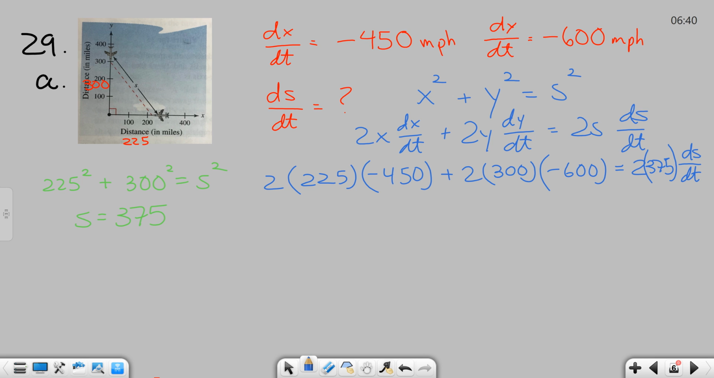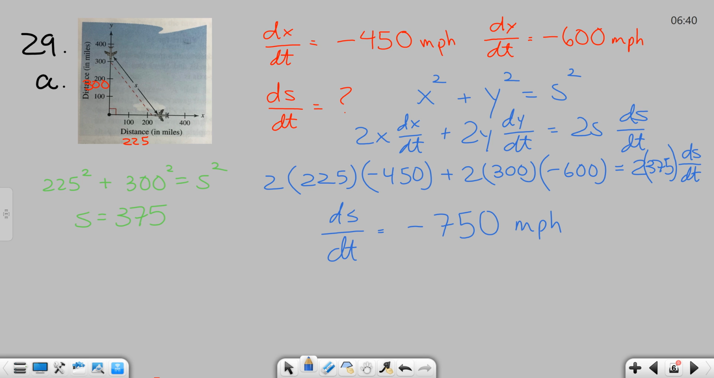So we take that 375 value and put it in over here. And now we know 5 of the 6 unknowns, which means we should be able to solve for ds/dt. And when you do that, and I'm assuming you know how to work your calculator, you get negative 750 miles per hour.